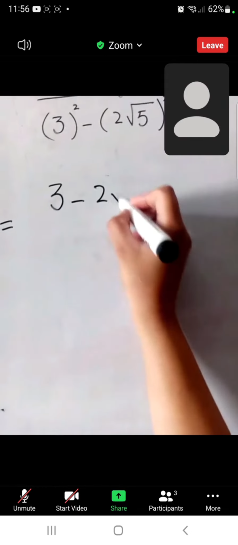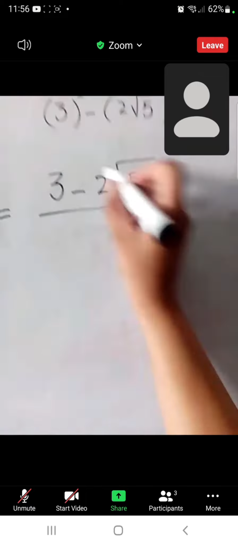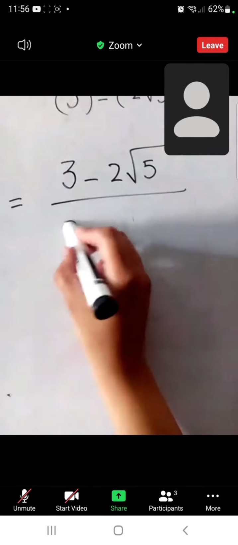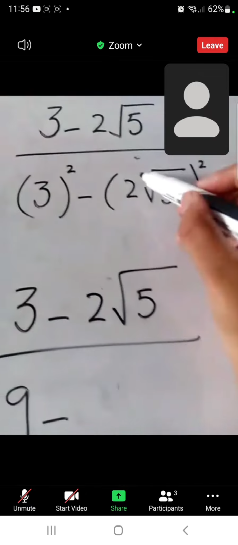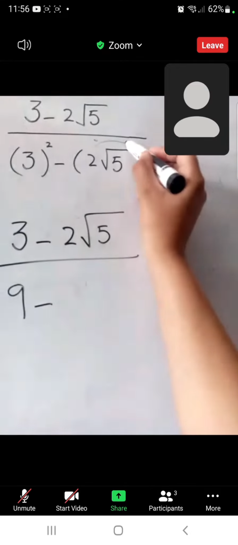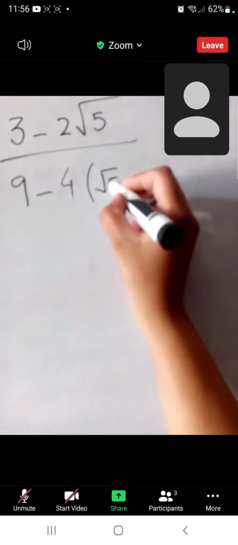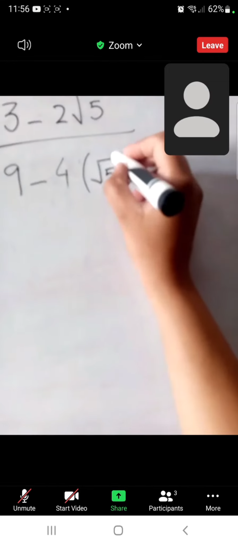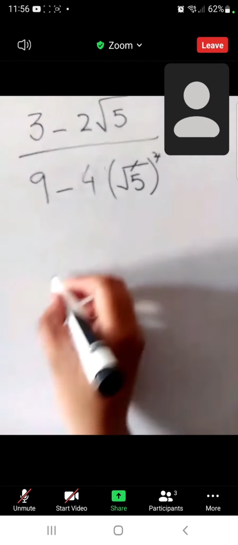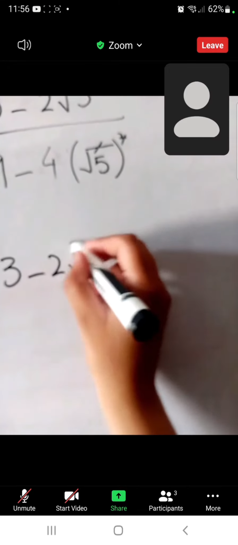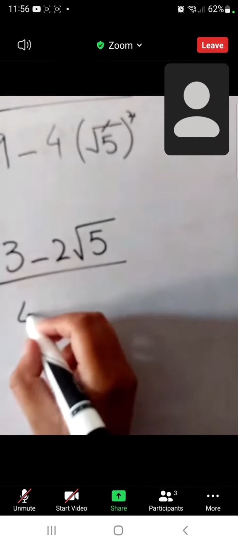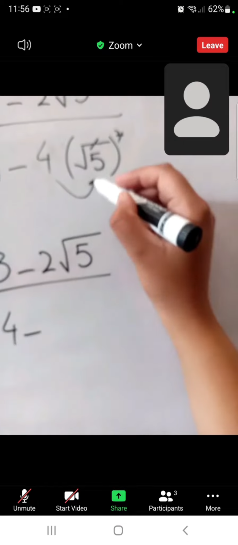Now it is 3 minus 2 times under root 5 divided by, open it, the square of 3 is 9, minus the square of 2 as well as of under root 5. So the square of 2 is 4, into the square of square root 5. Open it. This square and square root will be cancelled out. So this will be 3 minus 2 times under root 5 over 4 minus 5 times 4, which is 20.